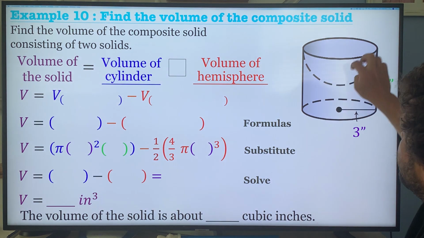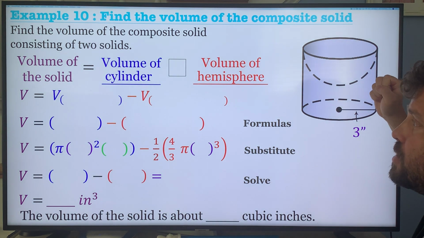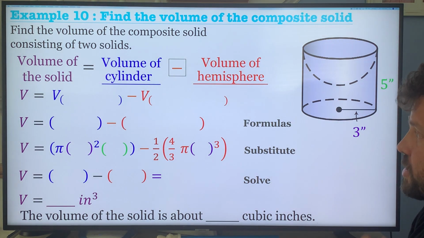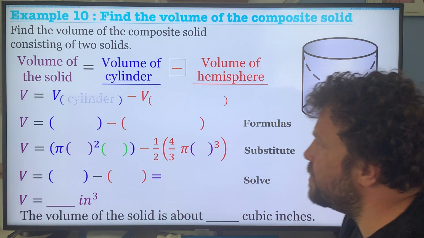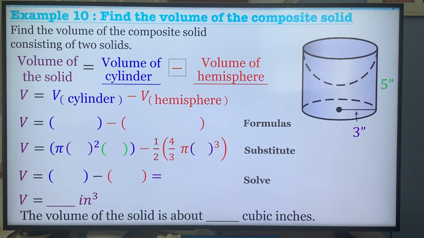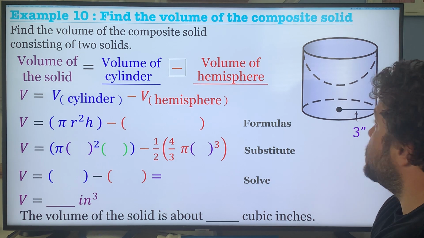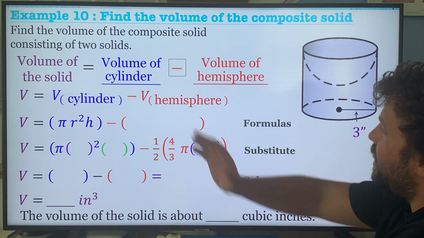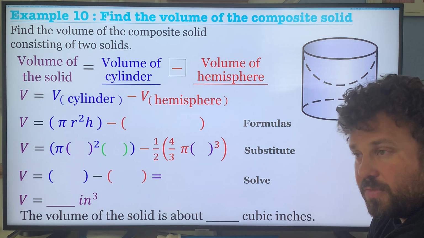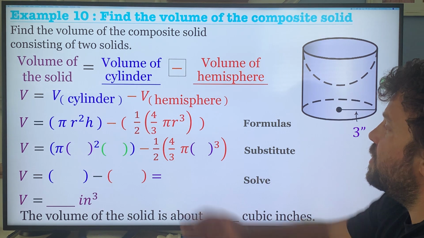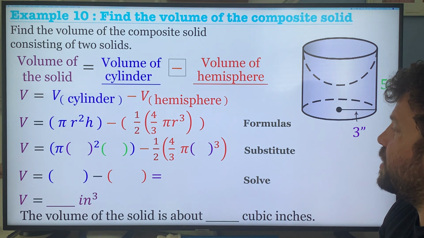Now, since we're carving the hemisphere out of the cylinder, we are going to use subtraction, okay? So we use the volume of the cylinder minus the volume of a hemisphere. The volume of a cylinder formula is pi r squared times height, and the volume of a hemisphere formula is half of a sphere, so it's 1/2 of the formula of a sphere, which is 4/3 pi r cubed.